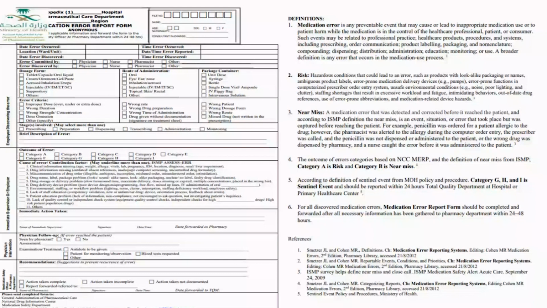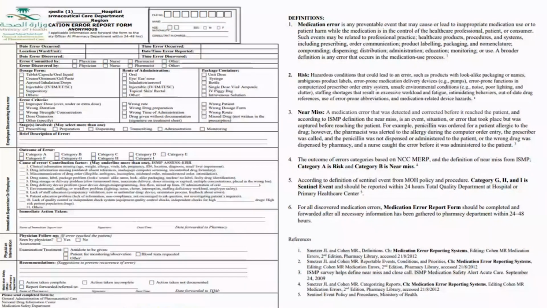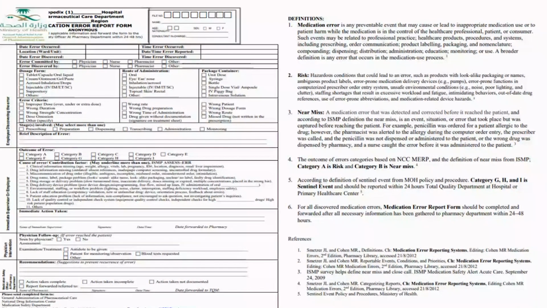Sometimes it will be a sentinel event, which means the patient may be admitted to the hospital or ICU, or have a permanent disability as an impact of the medication error. You also need to identify the causes of the error, the reason behind it. All this documentation can be done manually or by an electronic system, but you need to simplify it, educate your people about how to document, make it a generalized form, and distribute it around your area.